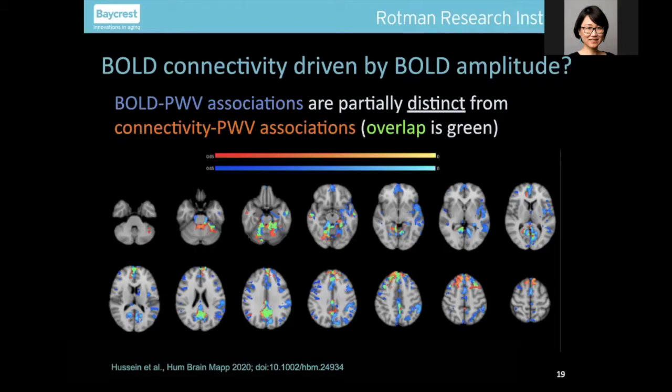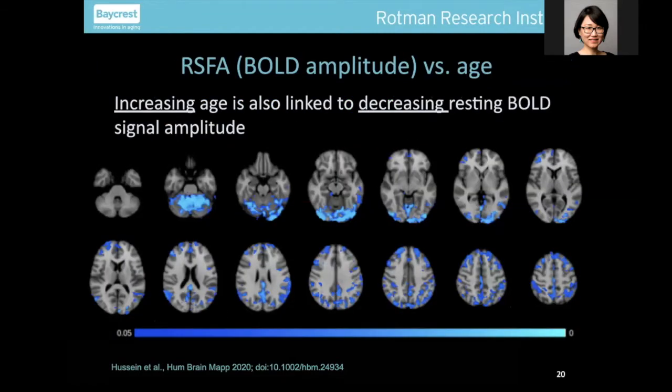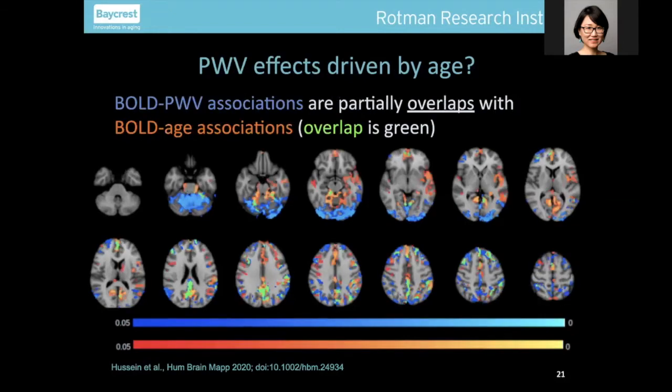So our next question is, how does this resemble the effect of age? Are these the same as the effect of age? So we went on to look at that in our 59 subjects. Increasing age is linked to decreasing signal amplitude. So the RSFA blue, I do get the sense, even if the figures are not side by side, that the patterns are different between the effect of age and the effect of arterial stiffness. But they are both in the same direction. So now we will try to overlap those two as well.